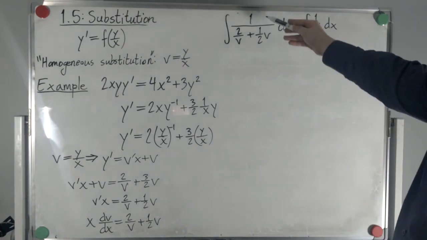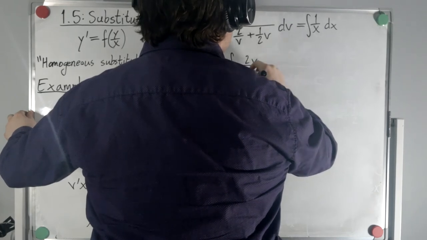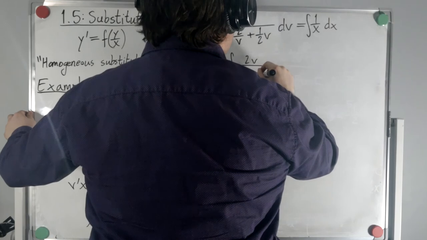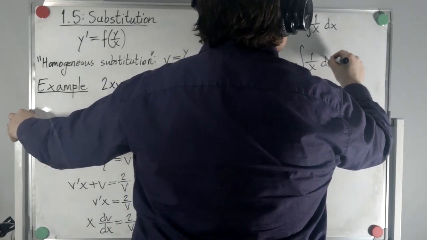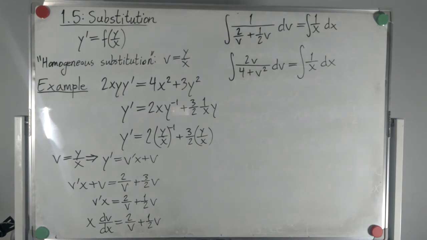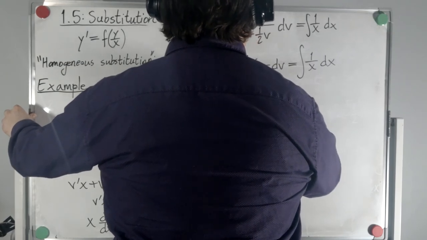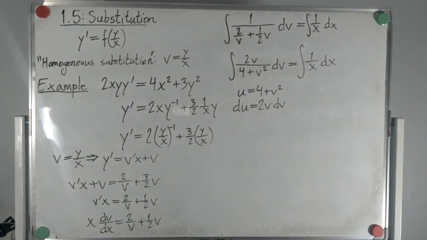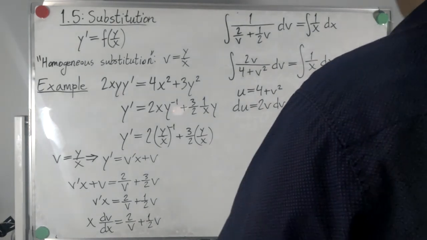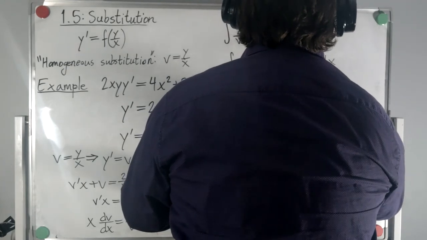So, if you multiply top and bottom of this fraction by 2v, what you'll get is the integral of 2v over 4 plus v squared dv. And then that can be done by a u substitution. Set u to be 4 plus v squared. In that case, du becomes 2v dv. And then this integral just becomes the integral of 1 over u du equals the integral of 1 over x dx.